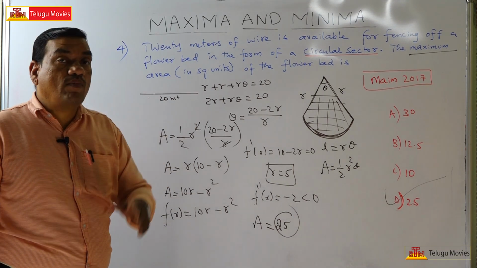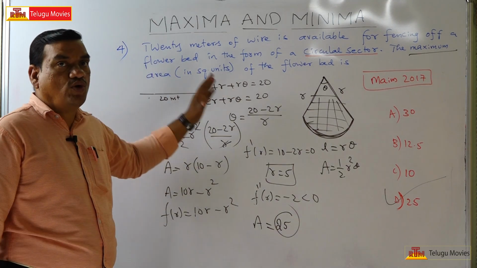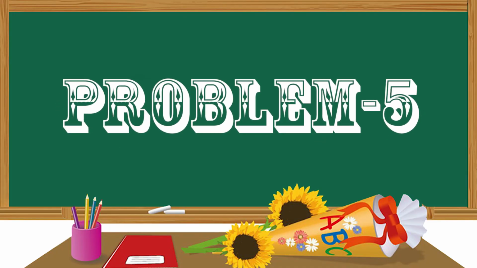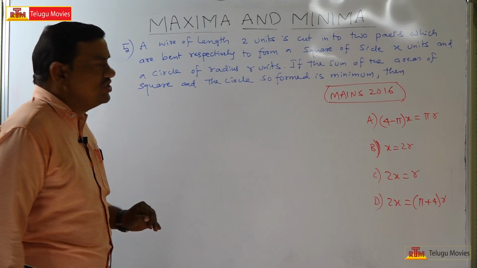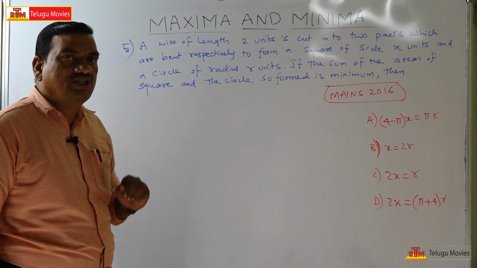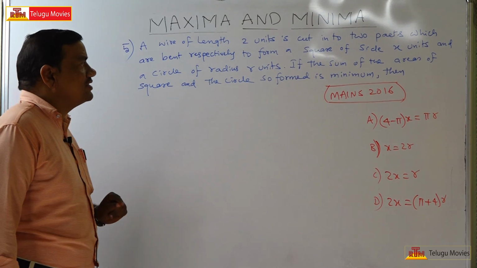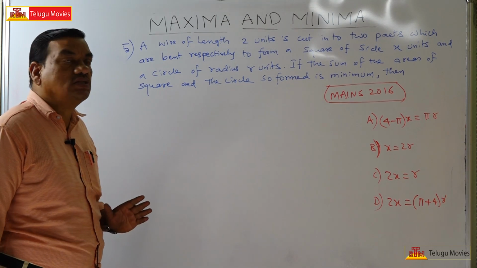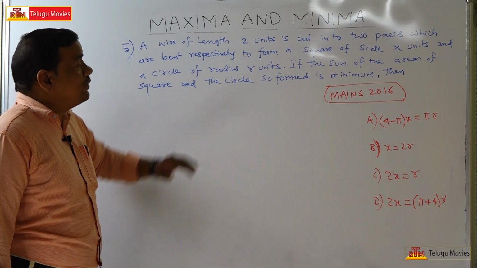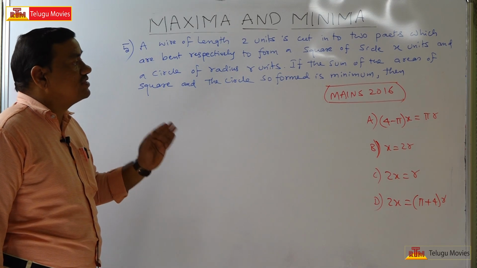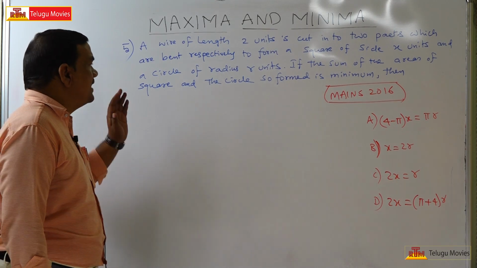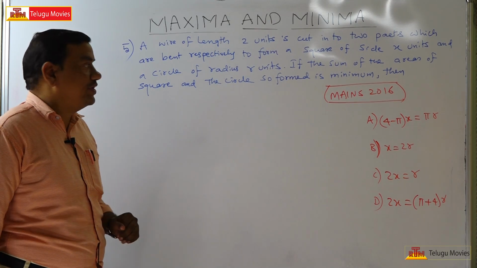Let us see one more problem which is also in this model. Welcome to this problem. This is also a very, very nice interesting problem. A wire of length 2 units is cut into 2 parts which are bent respectively to form a square of side x units and a circle of radius r units.